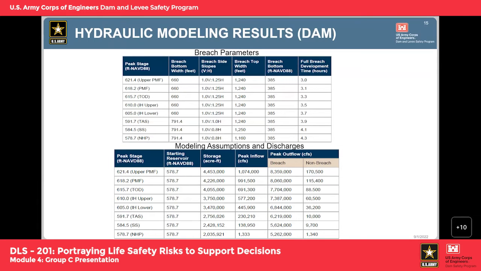And they did vary the bottom width of the breach based off of pools lower than or equal to TAS. They used the 791.4, and then above that, they used the 660 feet.